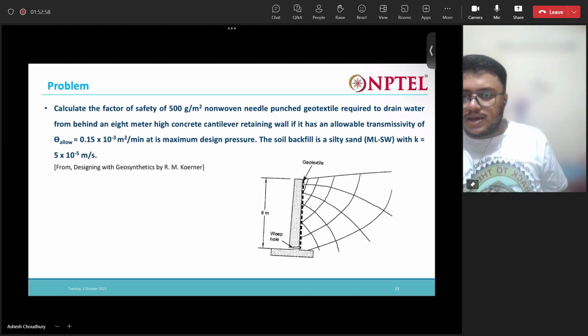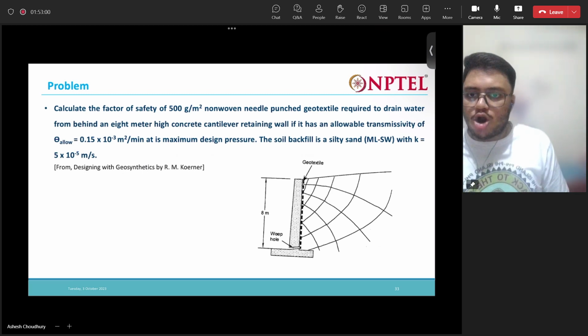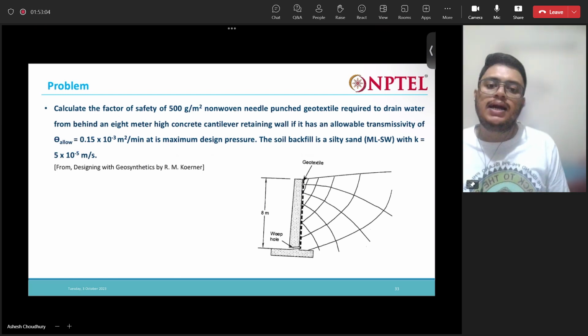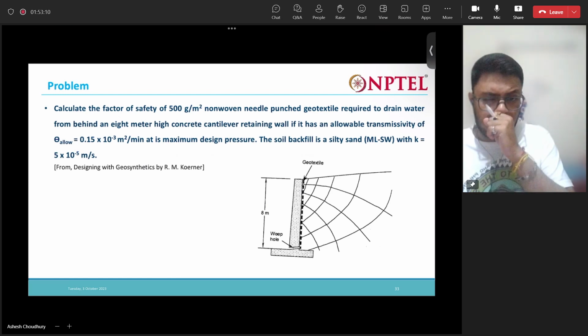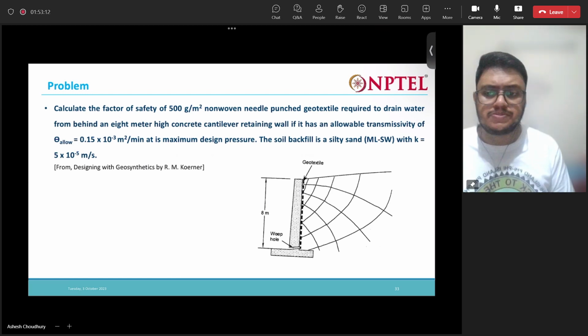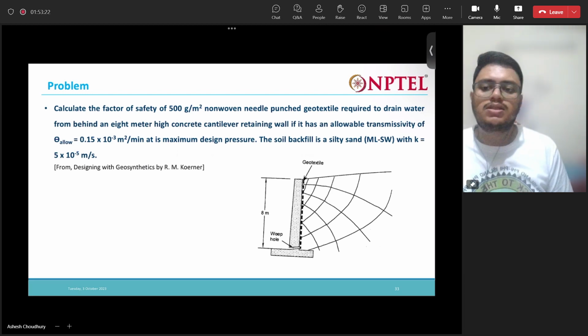Calculate the factor of safety of a 500 gram per meter square non-woven needle punch geotextile required to drain water from behind the 8-meter high concrete cantilever retaining wall, if it has an allowable transmissivity of 0.15 into 10 to the minus meters cube per minute at its maximum design pressure. The soil backfill is a silty sand with K of this much.